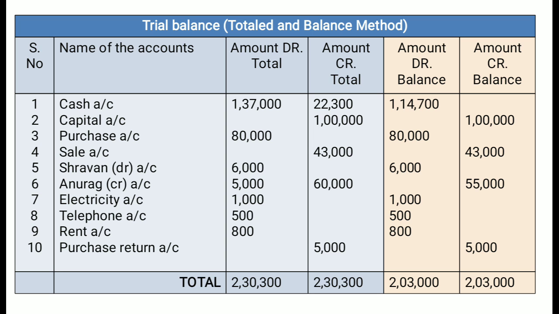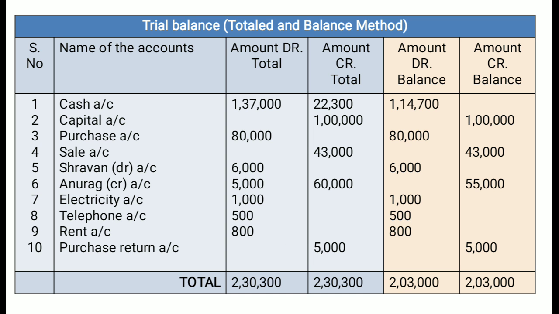So the name of the accounts will be there, serial number is there, amount of debit total, amount of credit total, then debit balance and credit balance. This is the way to prepare our accounts. Here you can see the total. If we look at the cash account, the total of the debit side is 1,37,000 and the total of the credit side is 22,300.